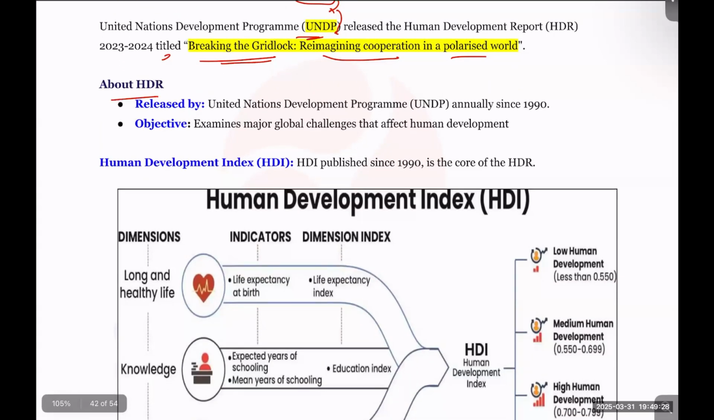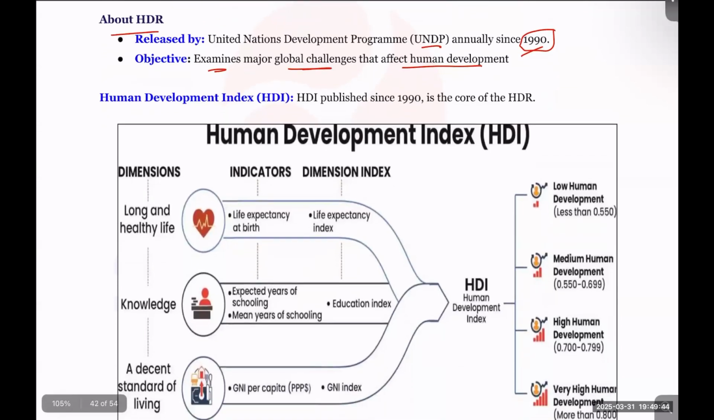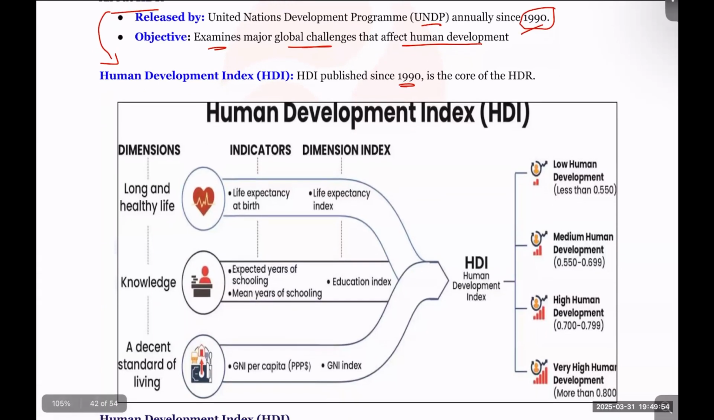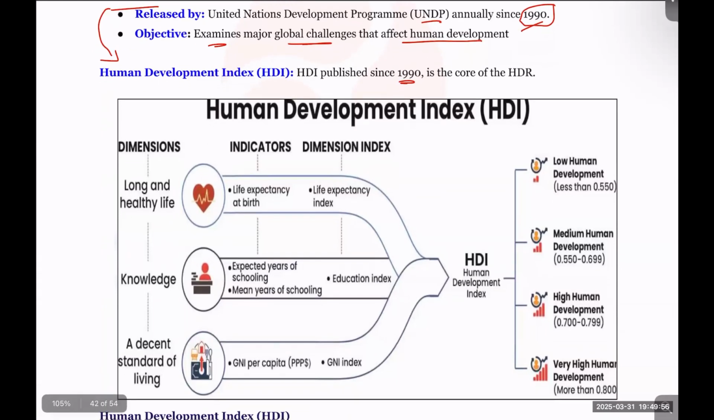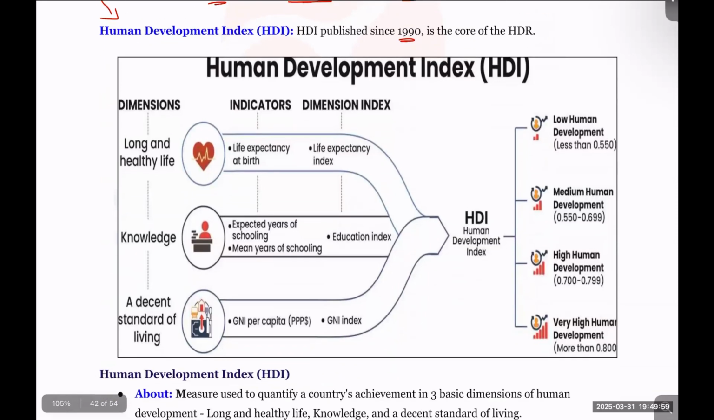Now, what is this Human Development Report? It is released by UNDP, as you have already been told, and it has been released since 1990. Its objective is to examine the major global challenges that affect human development. Along with the Human Development Report, it releases the Human Development Index, which was also first published in 1990. And what are the variables which go into calculating the Human Development Index? These are the variables, like the dimension of a long and healthy life.